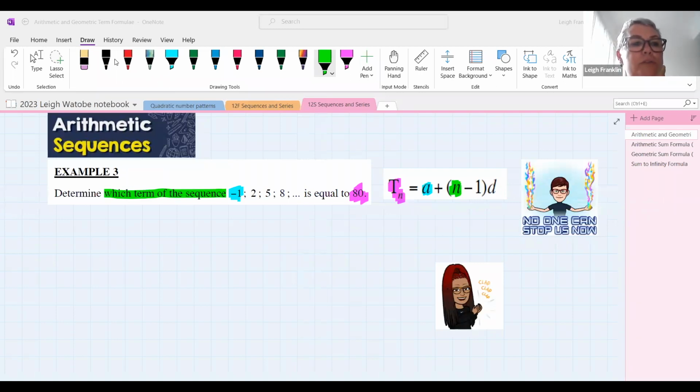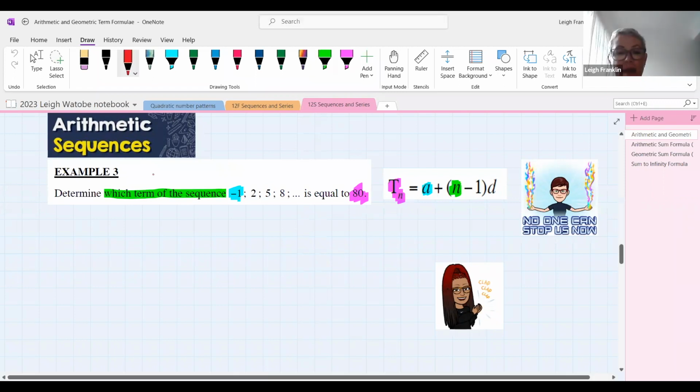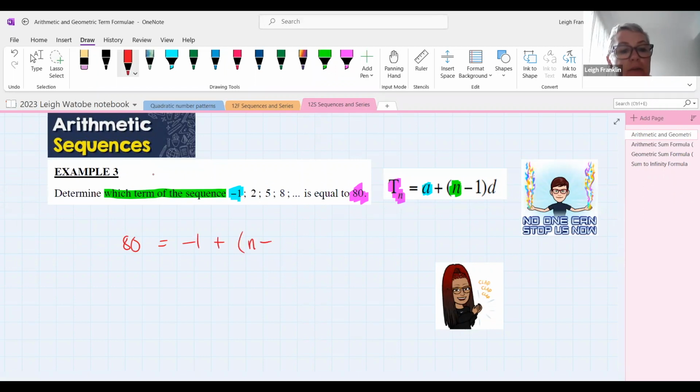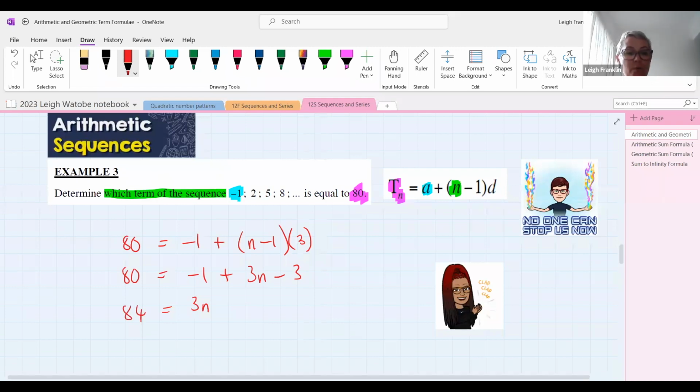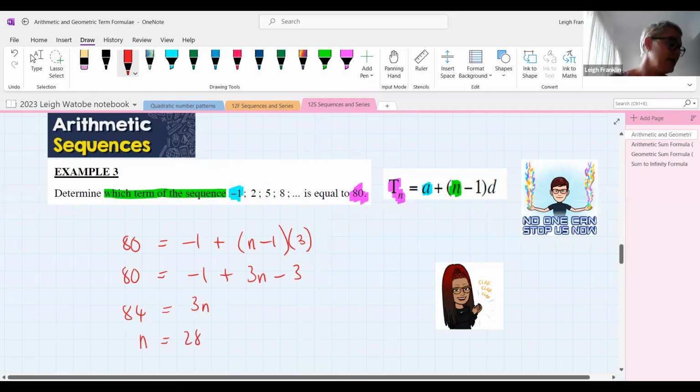Okay, just double checking on that. Hopefully we all said 80 is equal to -1 plus n minus 1, and in this case, our difference was 3. So we ended up with 80 is -1 plus 3n minus 3, which means that 3n is going to be equal to 84, when we take the -1 and the 3 over to the other side. And so n would be equal to 28.